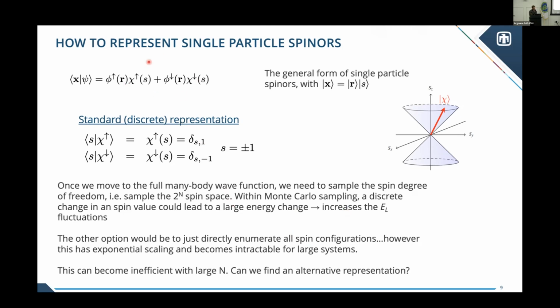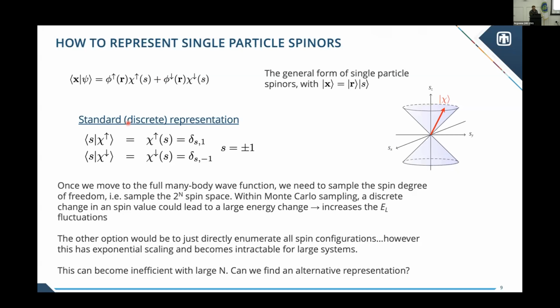Top left is a single particle spinor. They're written in this general form where we have an up component of some orbital times some spin function, where R is the spatial coordinate, S is some spin variable of the electron that will be allowed to change now because we need to sample it. And then we have a down component and a down spin function.